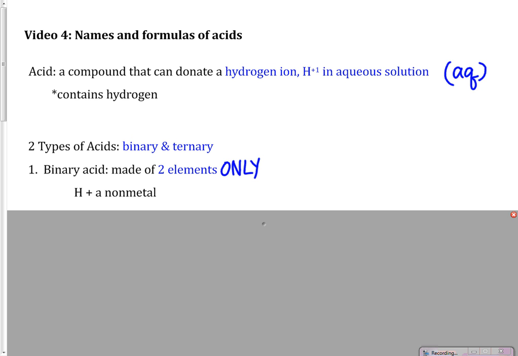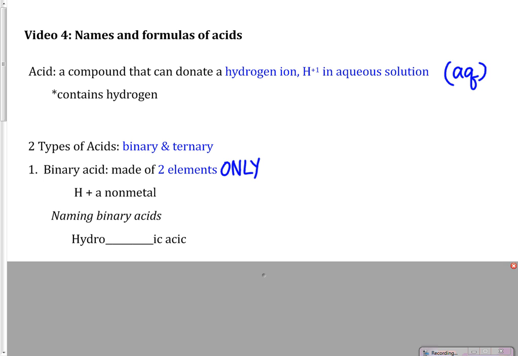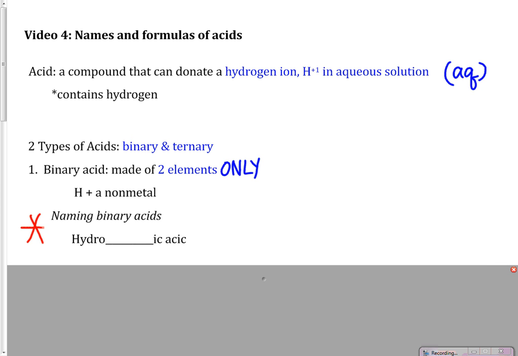One of the things we want you to be able to do at the end of this video is to name a binary acid. The rule for naming binary acids, this is a big point, is to always look up the stem of the nonmetal. For example, if the example is HCl, the nonmetal is chlorine, and the stem would be chlor. You're going to say hydro, then insert the stem, then ic acid. So HCl would be hydrochloric acid.